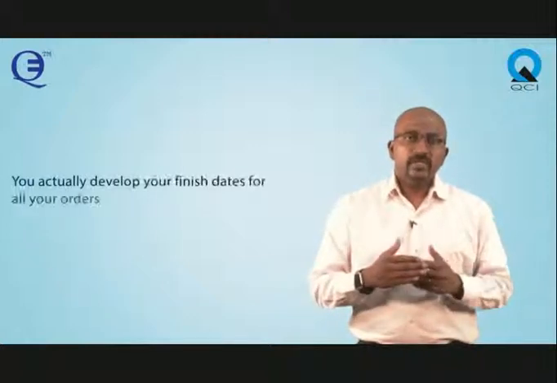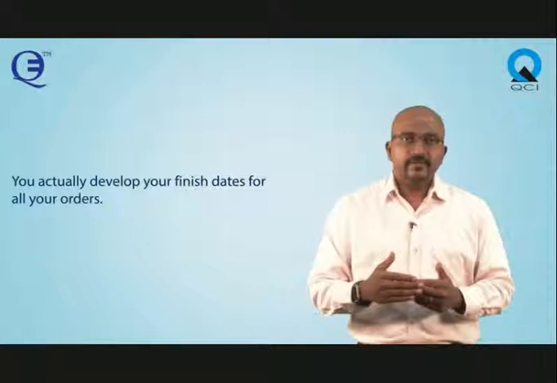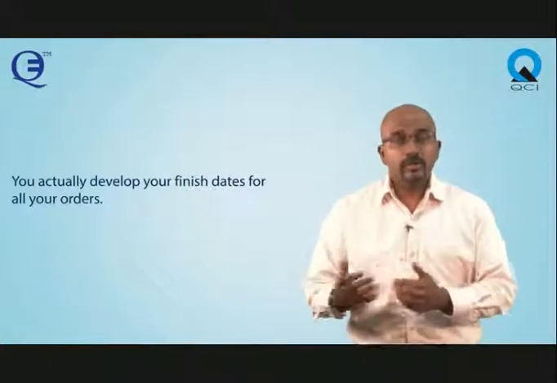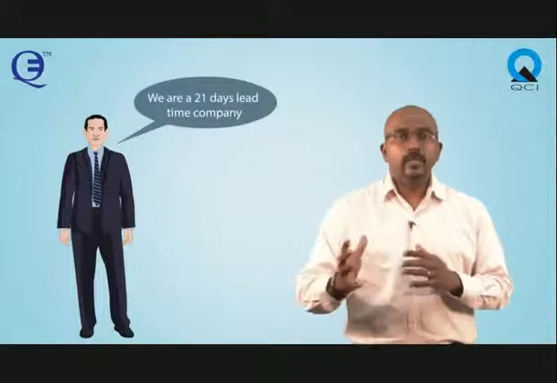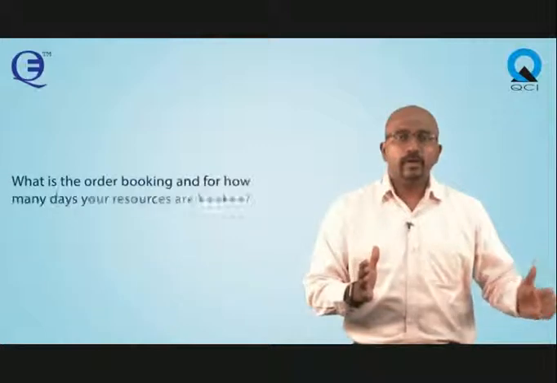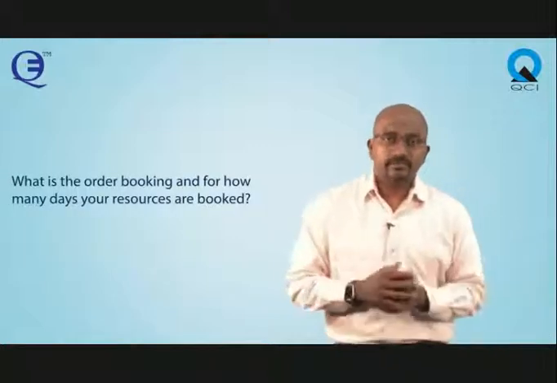Second important part of production scheduling is you actually develop the finish dates of all your work orders. Most of the times people promise delivery of orders based on a fixed lead time. The marketing department keeps going outside and saying that we are a 21-day lead time company. They are totally disconnected from what is the order booking or for how many days your resources are booked.